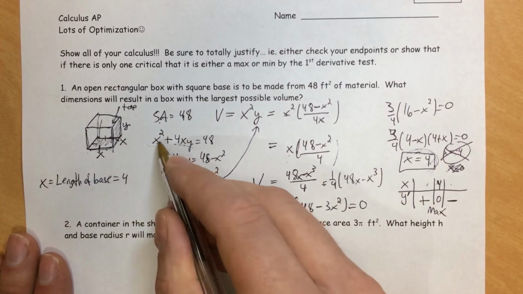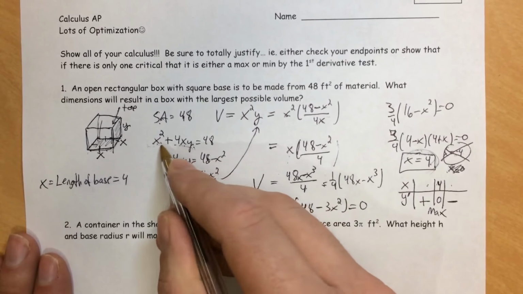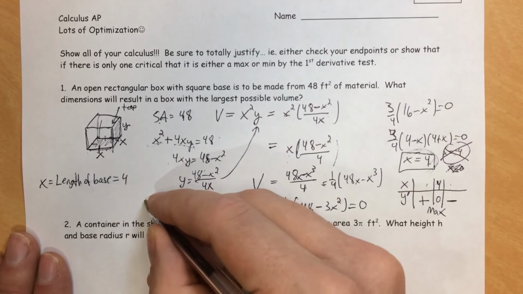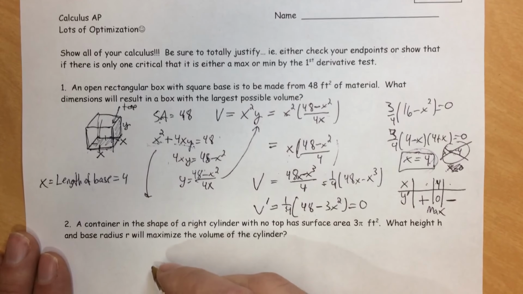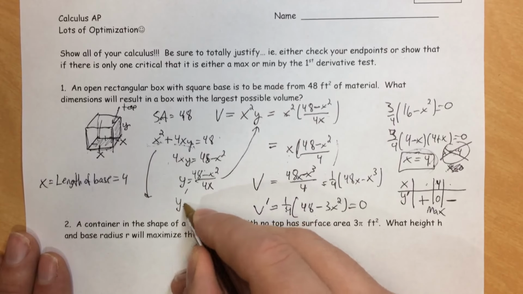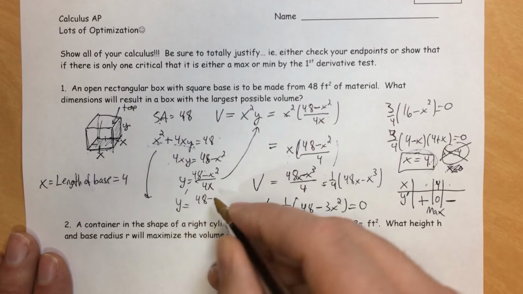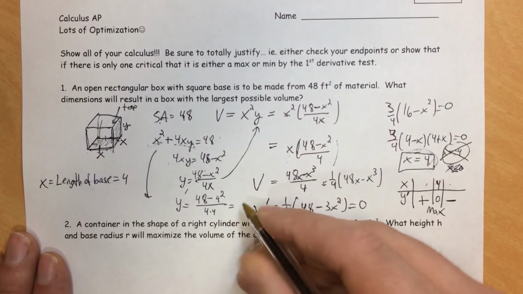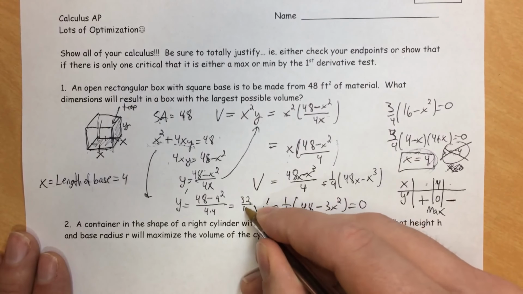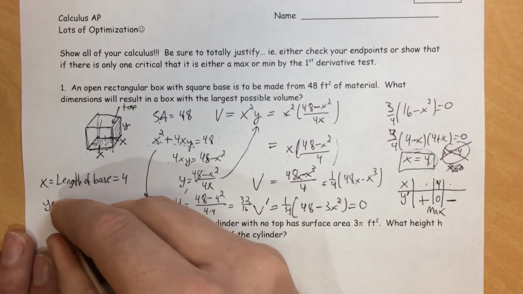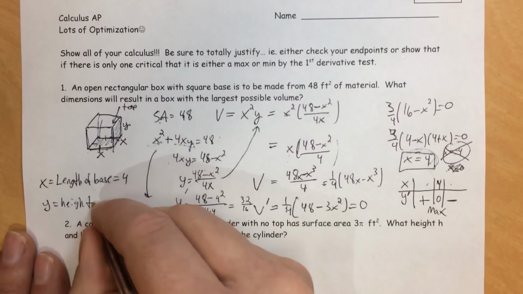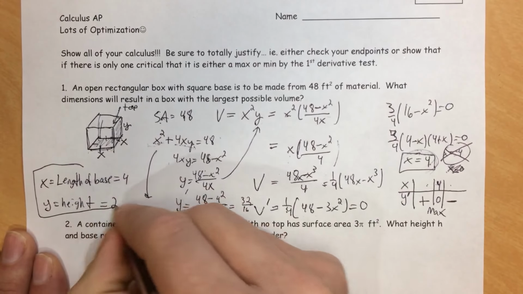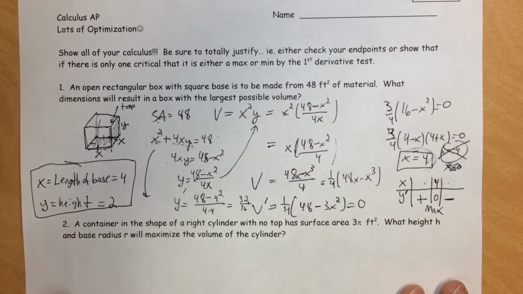And so I'm going to plug into this surface area condition because I know this is a relationship between x and y, and if I know what x is, I can find what y is. So I'll just use this. Y equals 48 minus 4 squared divided by 4 times 4. So this is 32 over 16. Y equals height, and that comes out to be 2. So these are the dimensions of the box that maximize the box's volume.